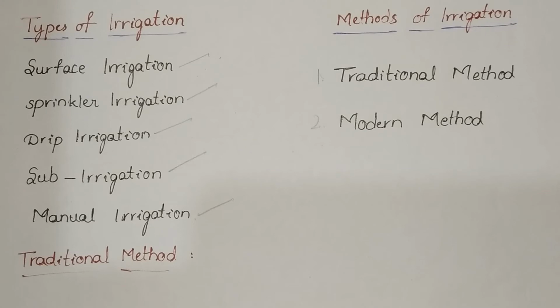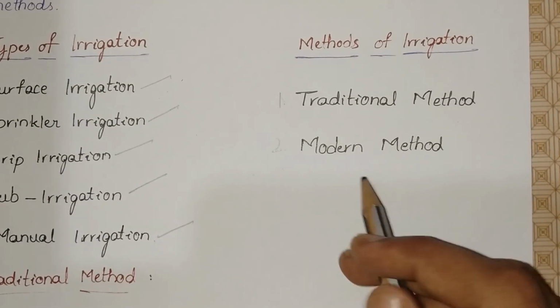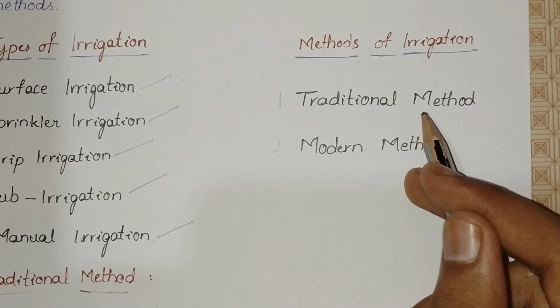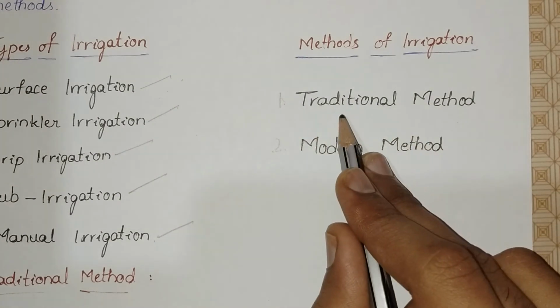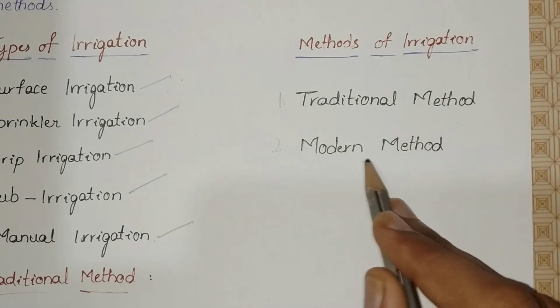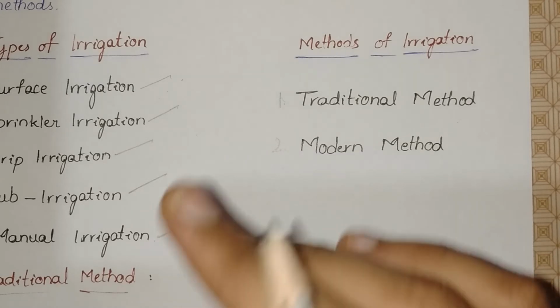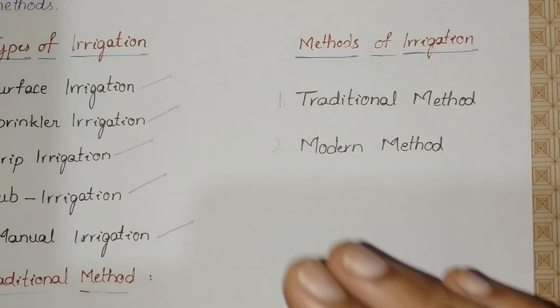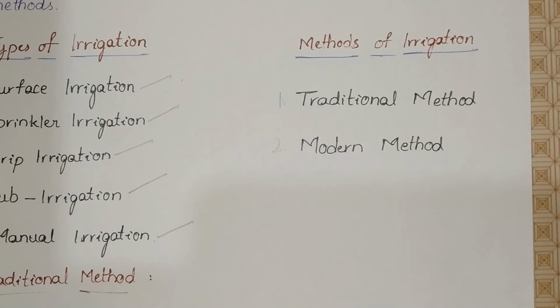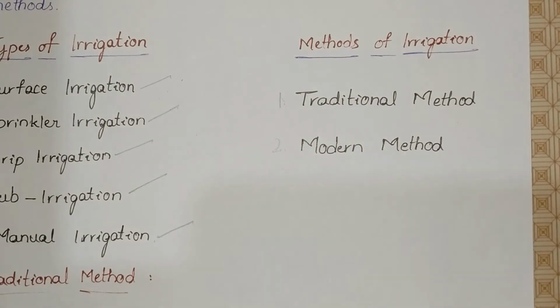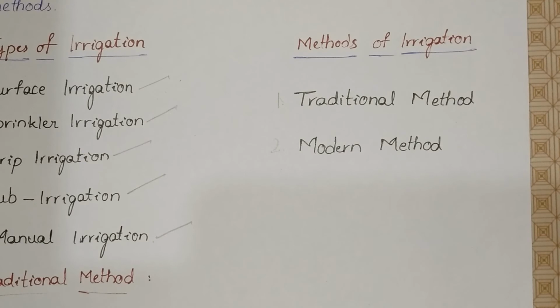Now we are going to discuss methods of irrigation. There are two types of methods of irrigation. Number 1, that is the traditional method. Number 2, the modern method. The traditional method includes manual irrigation where water is pulled out by the farmers themselves from the wells and canals to irrigate the land. Now coming to the modern method, this includes sprinkler irrigation and drip irrigation.